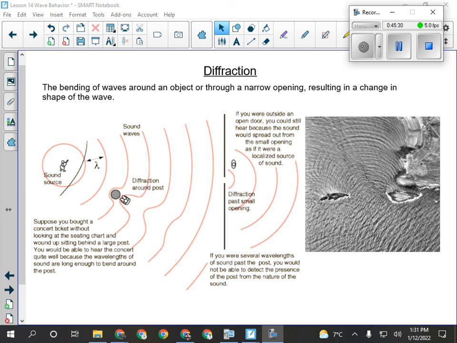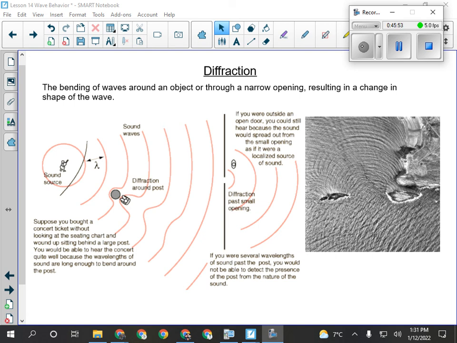The longer a wave is, the more it diffracts, because the longer it's in contact with the object or opening. So the opening or object can cause it to bend more because the wave is longer. Also, the slower the wave is, the more it will diffract because it's in contact with that object or opening for a longer period of time.